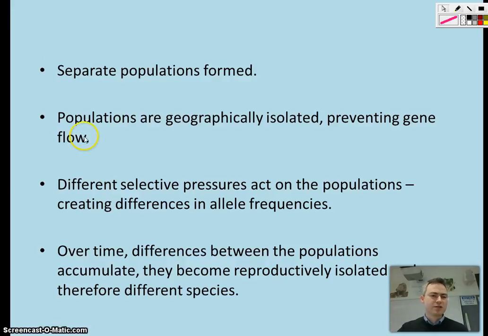For example, some questions may not require you to talk about the separate populations forming. That might already be established in the question, and so you could move on from there. It might tell you that they're already isolated, and so you'd only need to talk about different selective pressures acting on the populations, changing allele frequencies, meaning over time differences accumulate and they become reproductively isolated. So always consider the context of the question as to what details you're going to include in your answer.